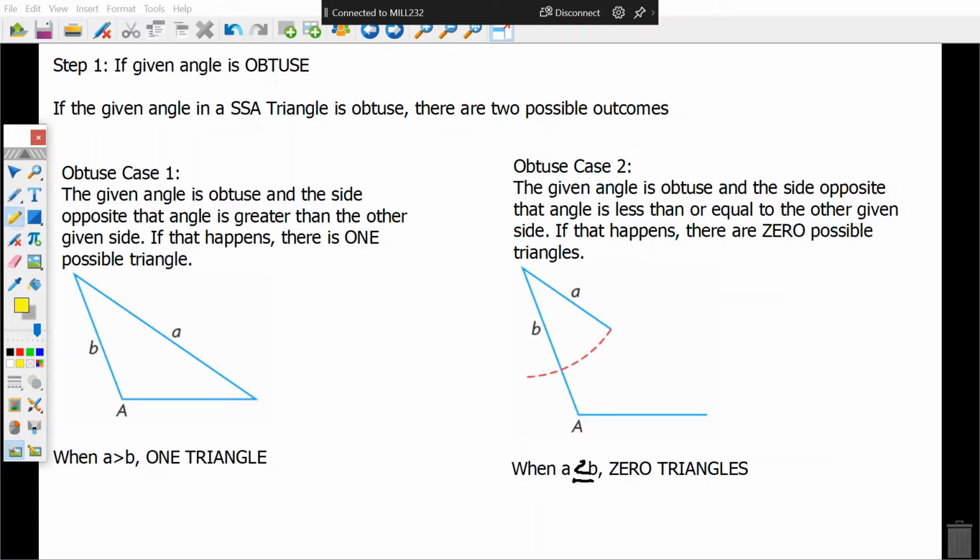So step one to examine is whether the given angle is obtuse. If the given angle is obtuse, which of course means the angle is greater than 90 degrees, and it's a side-side-angle triangle, there are two possible outcomes. So here are your two outcomes if the angle is obtuse. We can see right here we've got an obtuse angle.